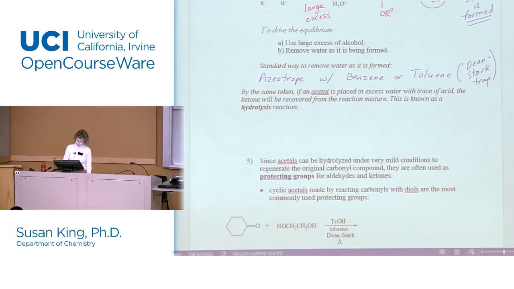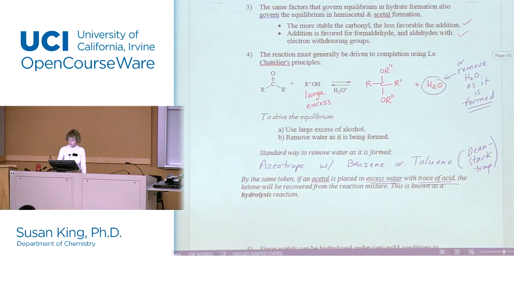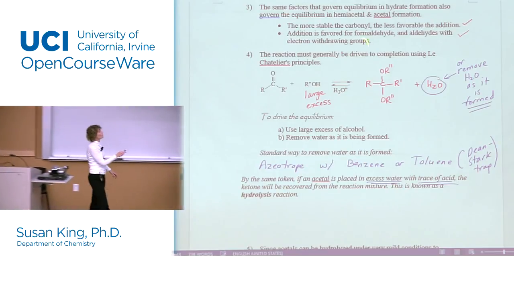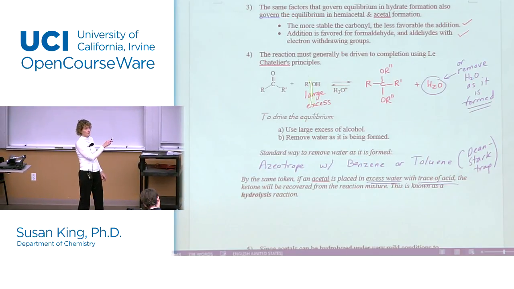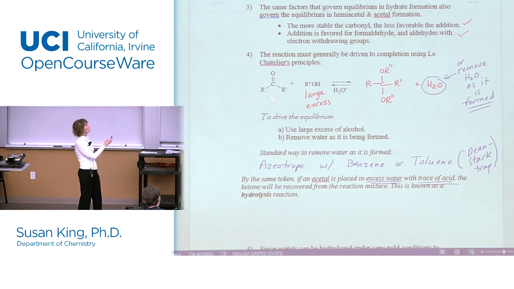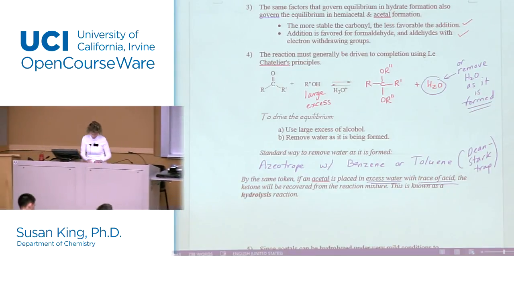All right, so by the same token, if an acetal is placed in excess water with a trace of acid, the ketone will recover from the reaction mixture. This is known as a hydrolysis. So this is a reversible reaction. We have the reversible arrows right here. At equilibrium, the ketone is the thing that's favored. So without driving it, it's going to want to go back to the ketone. Okay, so once you put that acetal on, it comes off very easily.